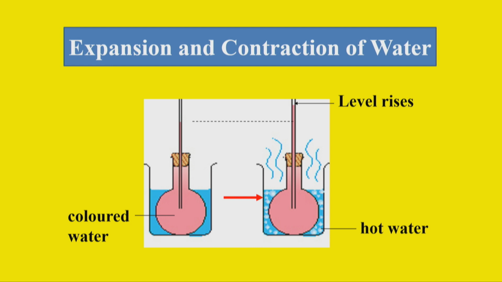In this part of our lesson, we will observe the expansion and contraction of water. A glass flask containing colored water is placed in a beaker of hot water. Soon after, the liquid level is seen to rise. We conclude that the colored water expands when heated by the hot water.